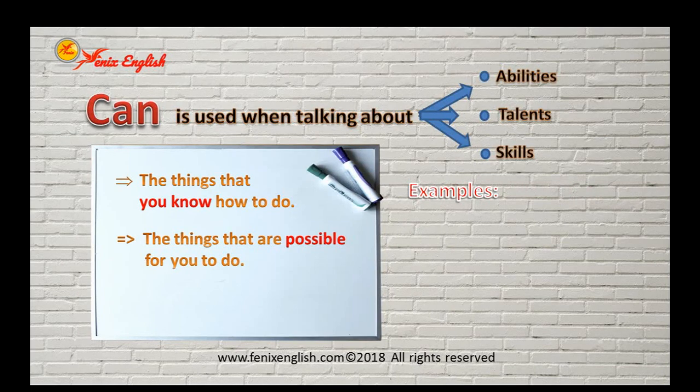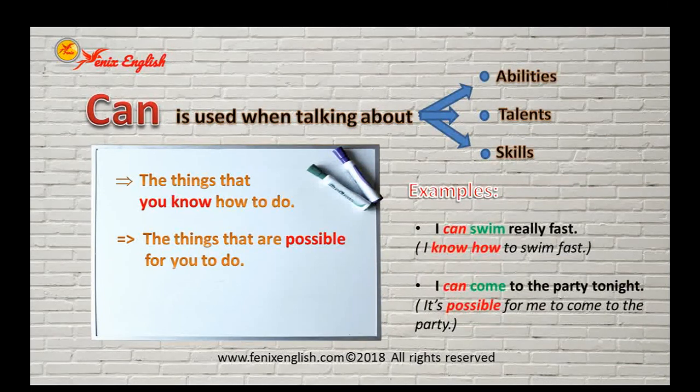Let's have some examples. I can swim really fast. This means that you know how to swim fast. In this sentence, you use can because you are talking about the thing that you know how to do, and that is to swim fast. The second sentence is I can come to the party tonight. The sentence means that it's possible for you to come to the party tonight. You use can because you are talking about the possibility of you coming to the party.